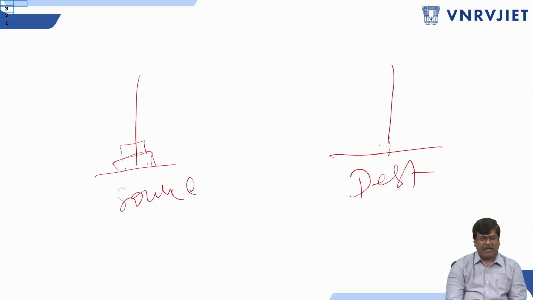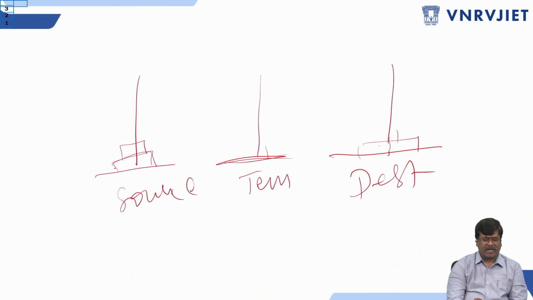Now I have two disks, and I cannot move two at a time here. So how exactly can I move these two? I require some temporary needle here. First I move the small disk here, then I move the large disk here, then I move the small disk here. Like that, the number of disks can increase.